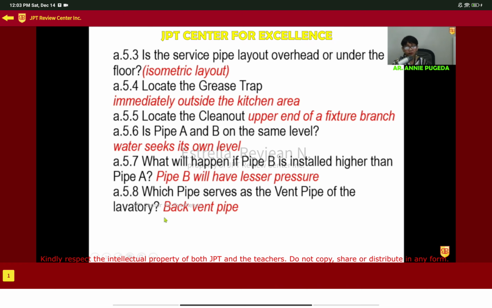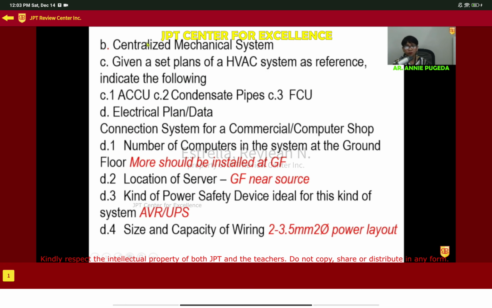Which pipe serves as the vent pipe of the lavatory? Di ba vent pipe? Okay? See? Praktikatan kahit walang floor plan. Then, kung ito naman, mga centralized mechanical system, HVAC, ACC, air cooled condensing unit, likod yan, condensate pipe, yung natutulo dun yung aircon nyo. Fan coil unit, kung ito ay multi-split, meron ito. Kung 1:1 lang, wala pong FCU.